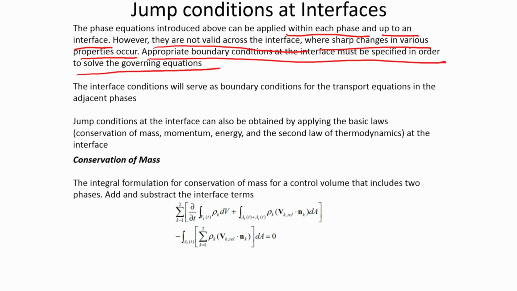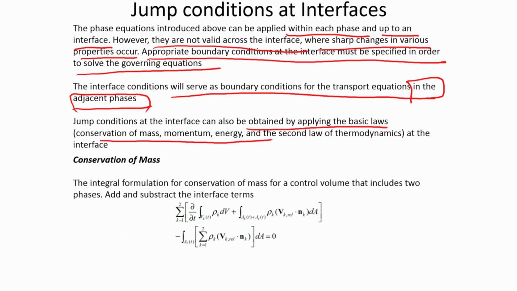Okay. So, the interface conditions will serve as boundary conditions for the transport equations in the adjacent phases, got it. So, you have to specify, when you do the equations, this comes as two phases, this comes as an interface, serves as a boundary condition. The jump conditions at the interface can be also obtained by applying the basic laws of thermodynamics: conservation of mass, momentum, energy, that is basically thermodynamics, and the second law of thermodynamics at the interface. Okay. So, let us look at the situation for conservation of mass over here.